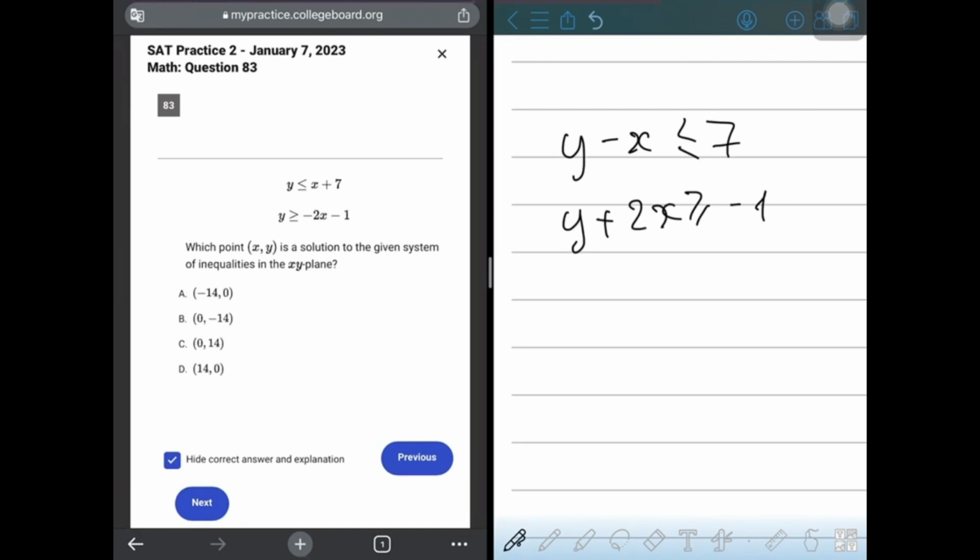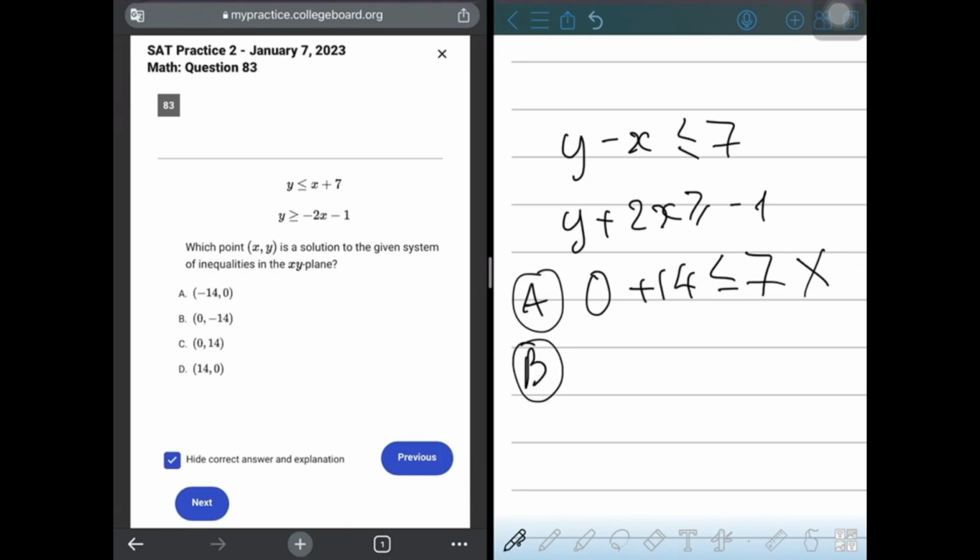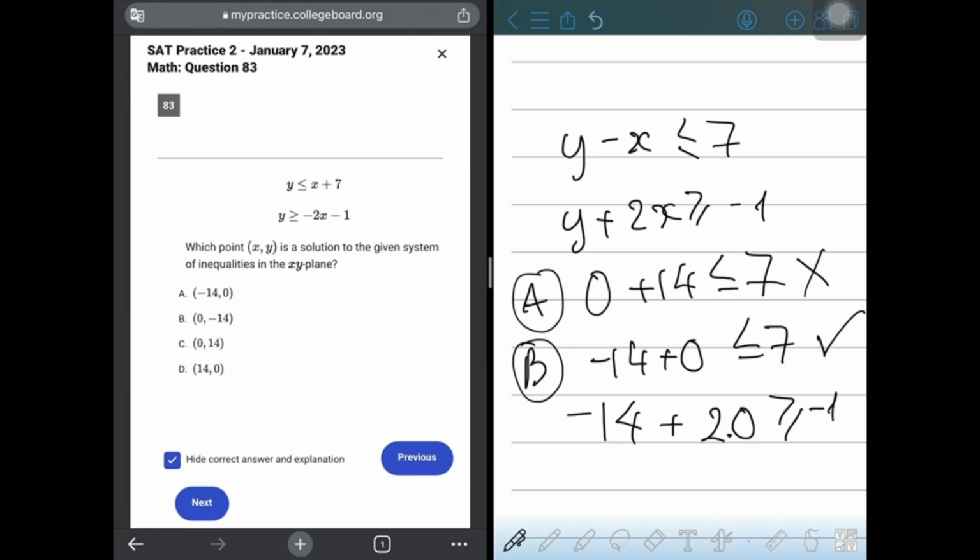Okay, and now we will substitute for A. We will replace y equals 0 and x equals... so it's incorrect, right? So A is not the answer. How about B? Okay, it's correct for the first. How about the second? y is minus 15 and then plus 2x minus 14 greater than minus 1, so it's false.